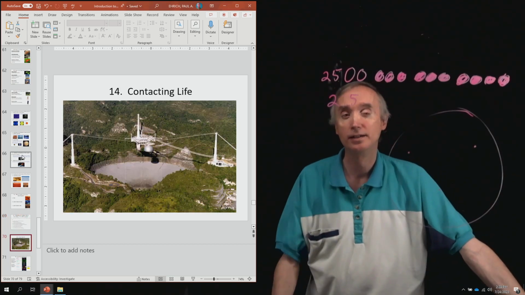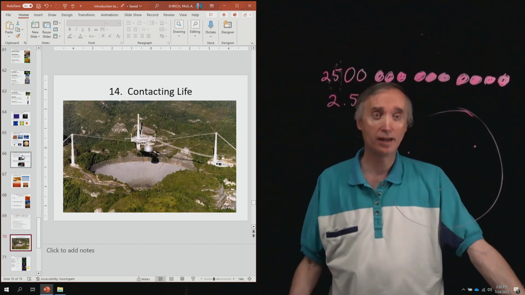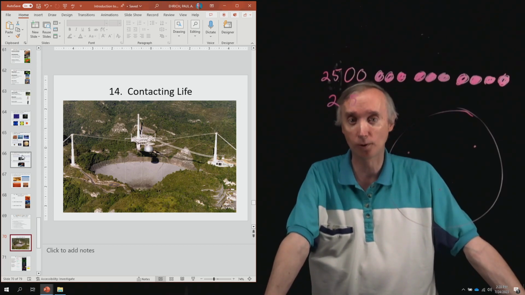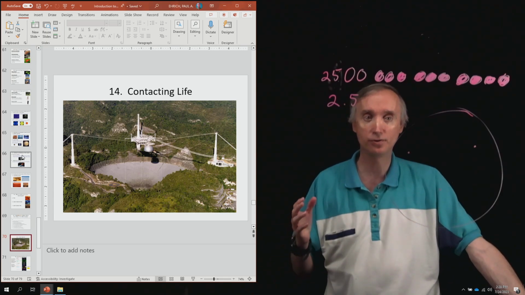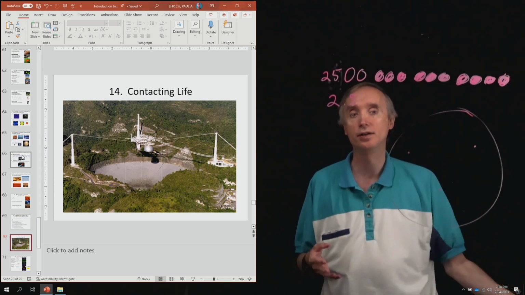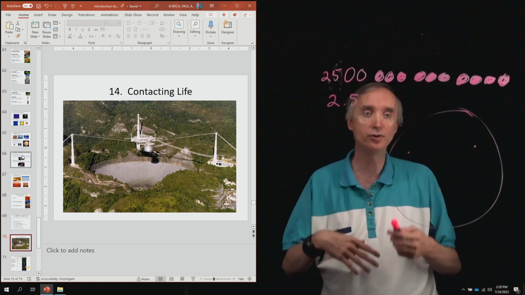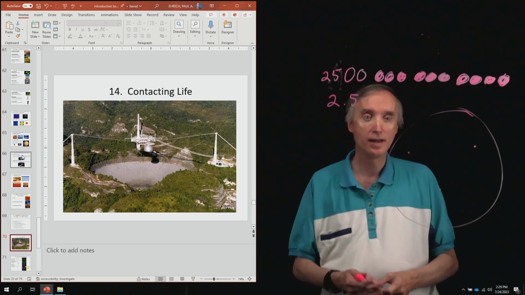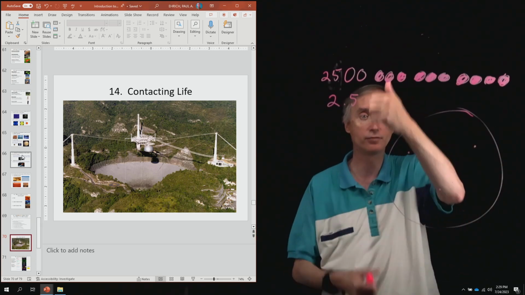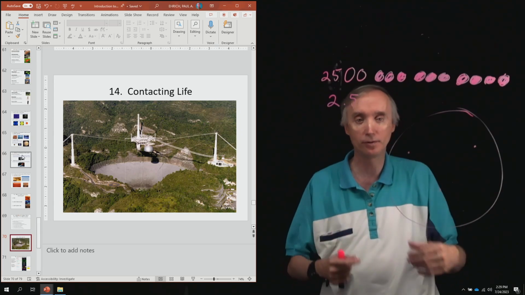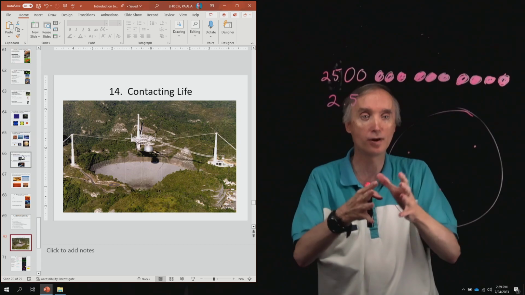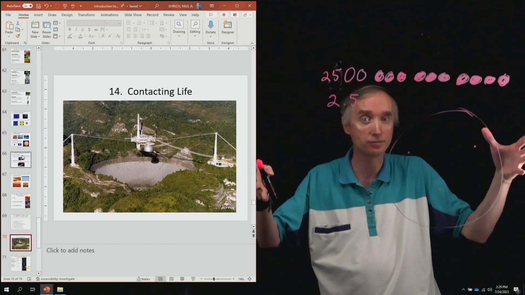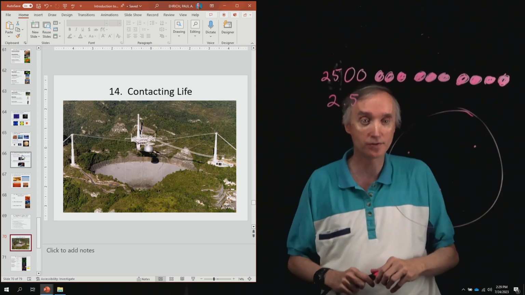All right, so if we are going to communicate and we don't have warp drive, how are we going to do it? So we're going to have to contact them using radio waves. Now we could build rocket ships, and we can send rocket ships out in every direction and hope that we hit one of these planets. But the best way is to send out radio waves in all directions. And so we've been doing this.